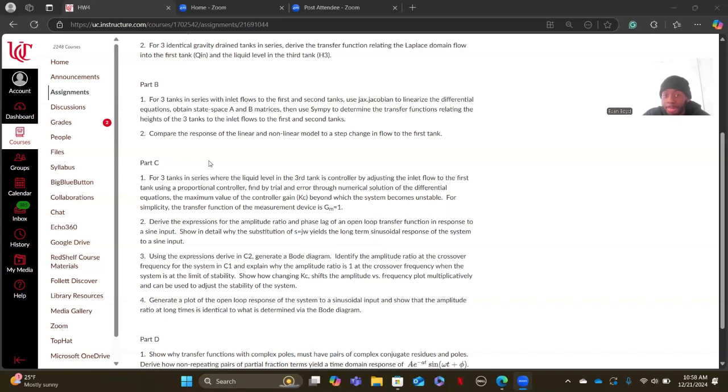So I will start with the first part. We'll be doing three transfer functions and using the proportional controller.